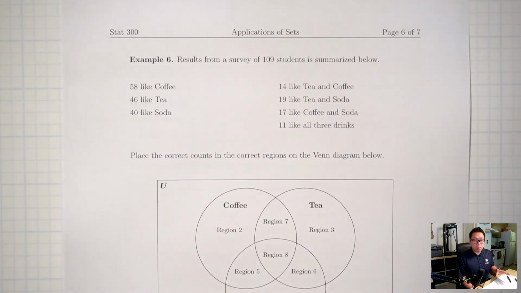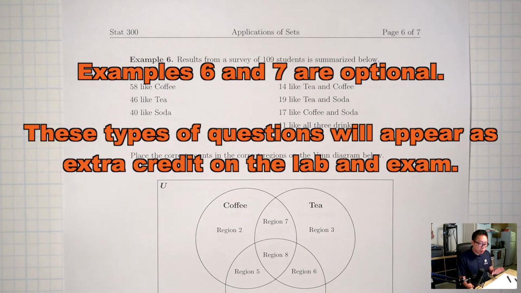All right, these last 2 examples, example 6 and example 7, are a bit more challenging, so they're optional. These types of questions will appear in your lab and on your exam as extra credit. So if you're not about that life, you can stop here. If you are about that life, these aren't that bad.